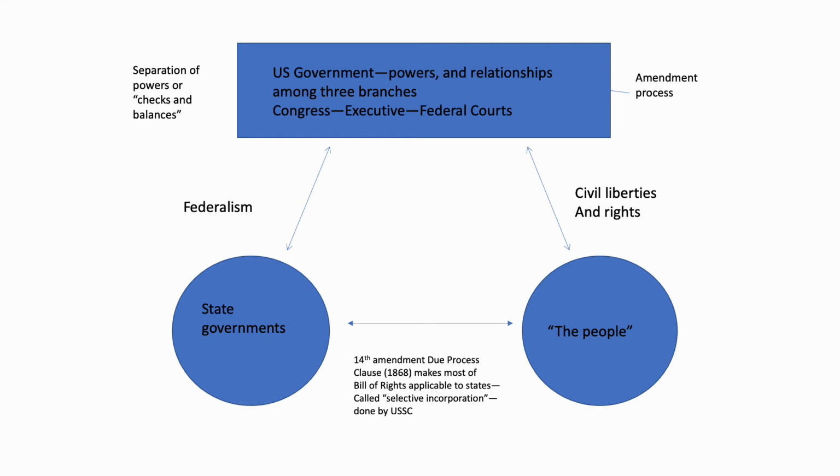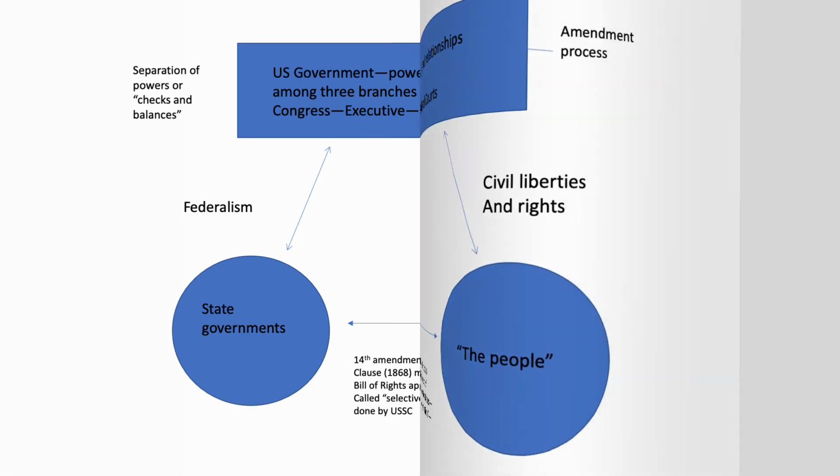The 14th Amendment in the Civil War changed that. The 14th Amendment Due Process Clause gradually came to be interpreted to apply most of the Bill of Rights to the states as well. This is called selective incorporation. We will talk more about this. We're going to cover civil rights. But understand, now the Bill of Rights does protect us against the actions of state governments. But originally, it only protected us against the national government in Washington.